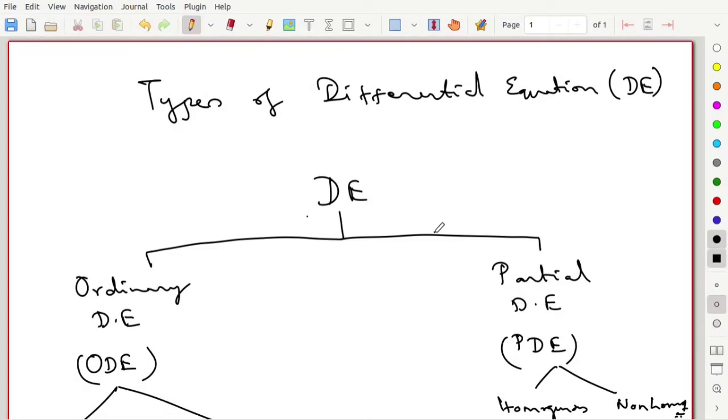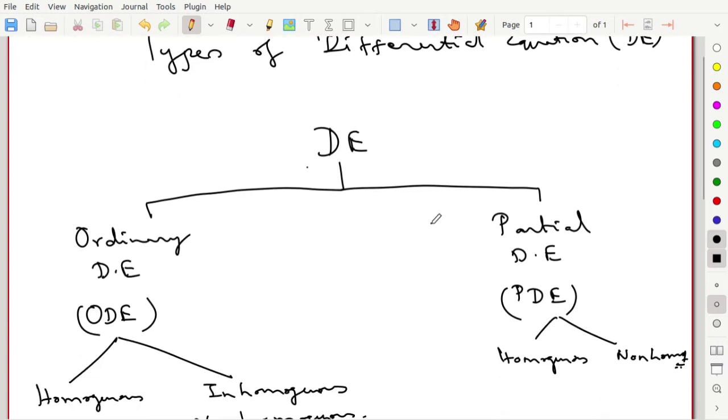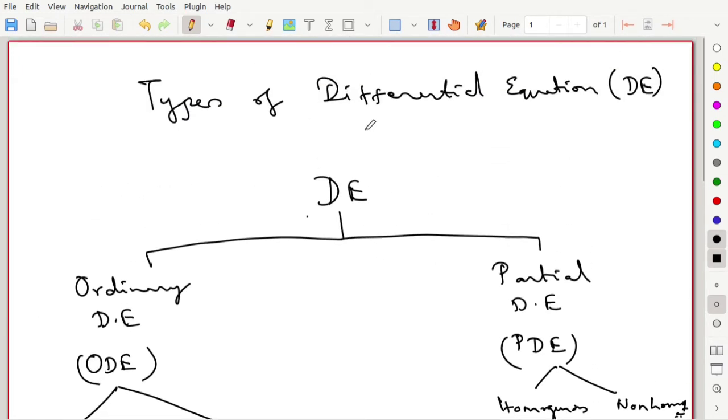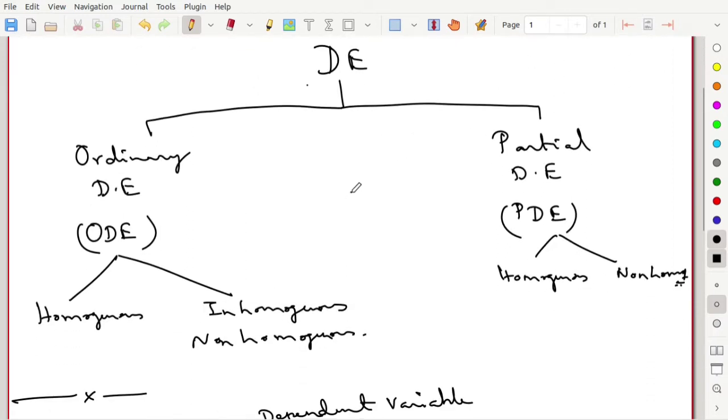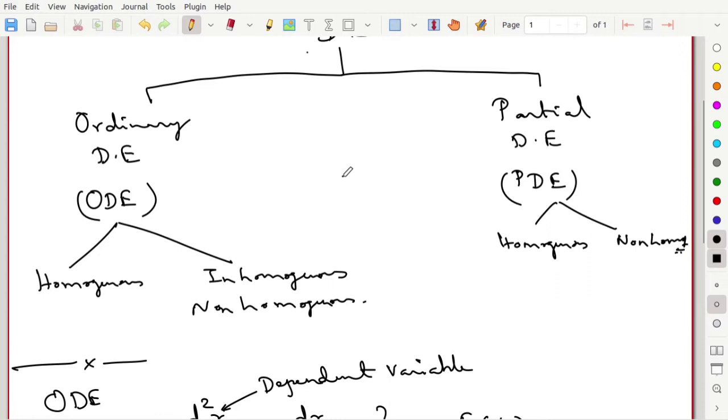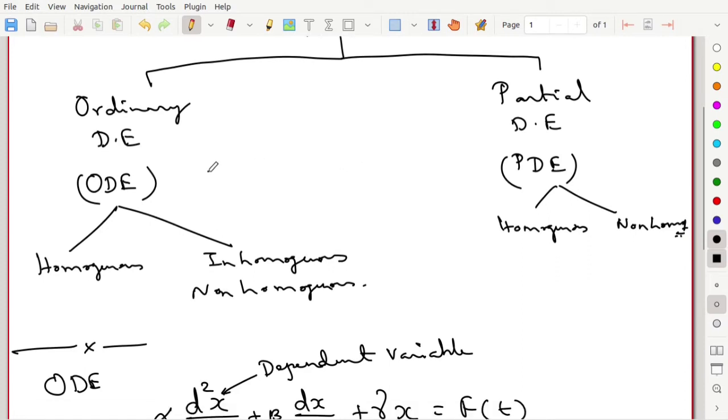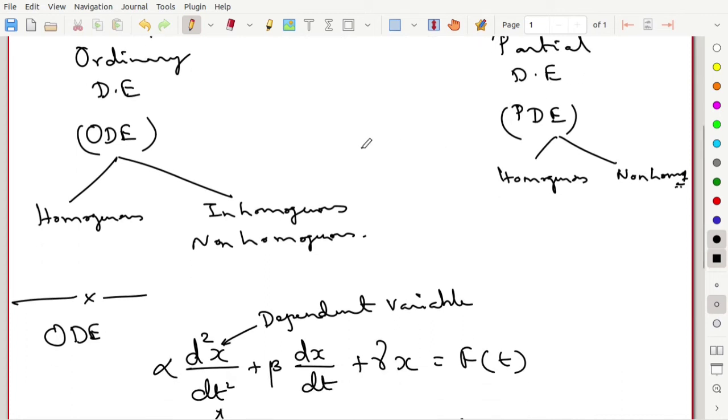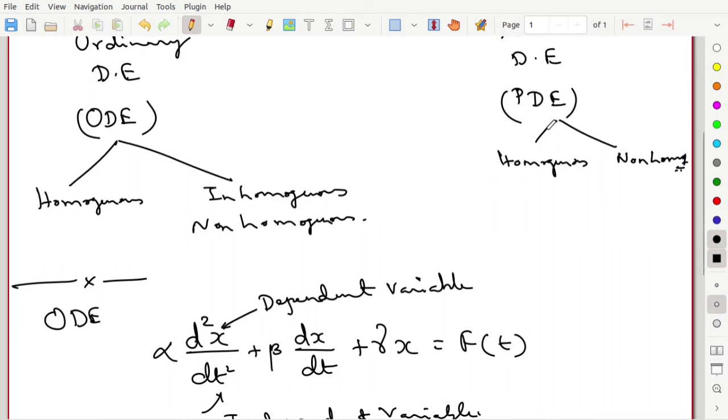So today we are going to discuss types of differential equation. The differential equation can be broadly classified into two types. I have written differential equation as D. One is ordinary differential equation and another one is partial differential equation. I'll write the ordinary differential equation as ODE and the partial differential equation as PDE.